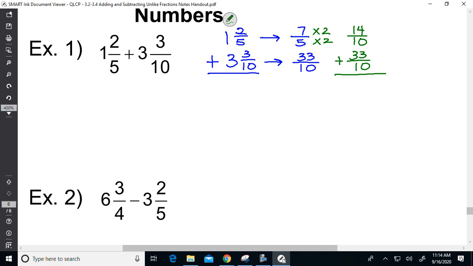14 and 33. What do we get? 47. So 47/10. Now, this cannot be reduced, so you can leave this as a final answer. If you converted it, it would be 4 7/10. Again, you do not have to make it a mixed number unless the directions tell you to. You can leave your answer as an improper fraction.